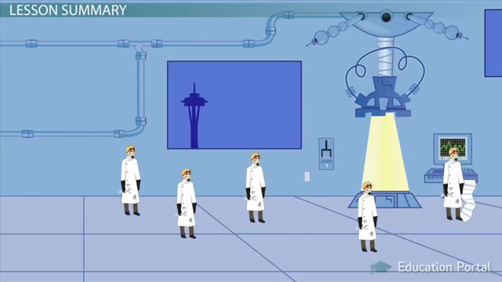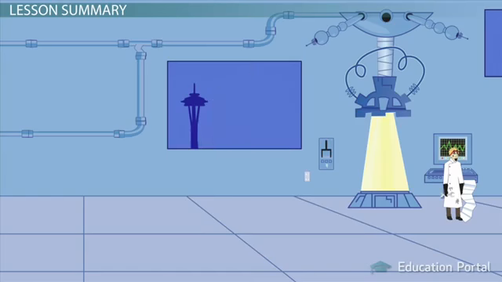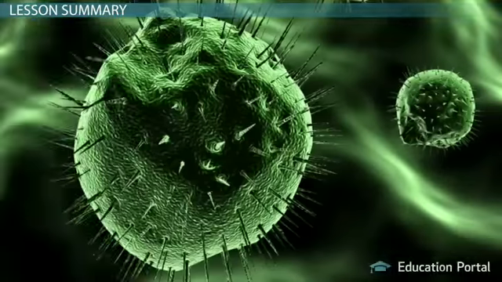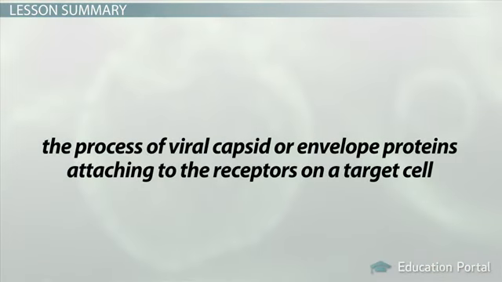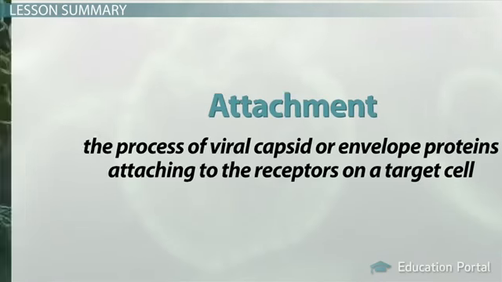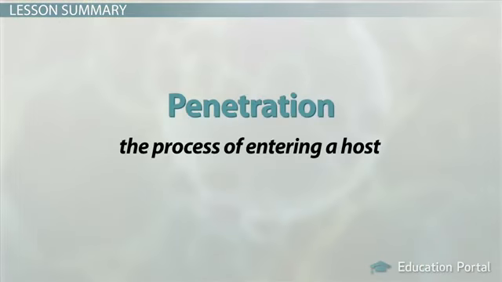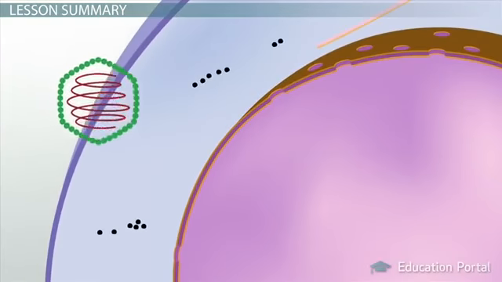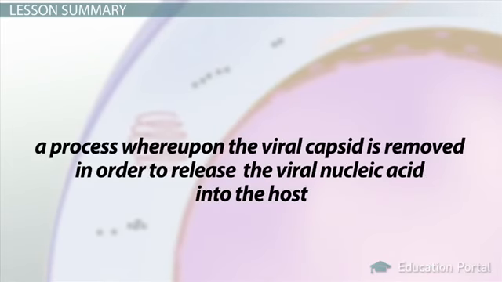And right away, it's also time for our lesson review. There was a lot to learn in this lesson about the viral life cycle. Recall that the process of viral capsid or envelope proteins attaching to receptors on a target cell is termed attachment. Viruses then undergo penetration, the process of entering a host through one of several mechanisms. Upon penetration into the cell, a process whereupon the viral capsid is removed in order to release the viral nucleic acid into the host will occur.